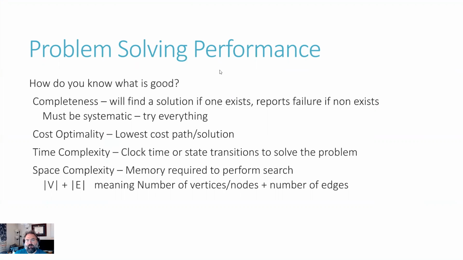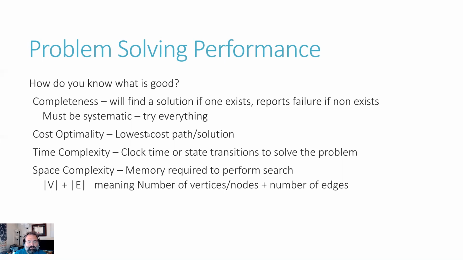So when we're talking about how you know what good is, problem solving performance, there's several ways to think about this. There's completeness: will you find a solution if one exists, and say with certainty that one does not exist if one cannot be found. That has an implication of being expensive computationally, because you're basically going to have to evaluate every possible node in the state graph. You're going to have to go everywhere to see what is the real solution, so you're going to ensure that you find it if it's there.